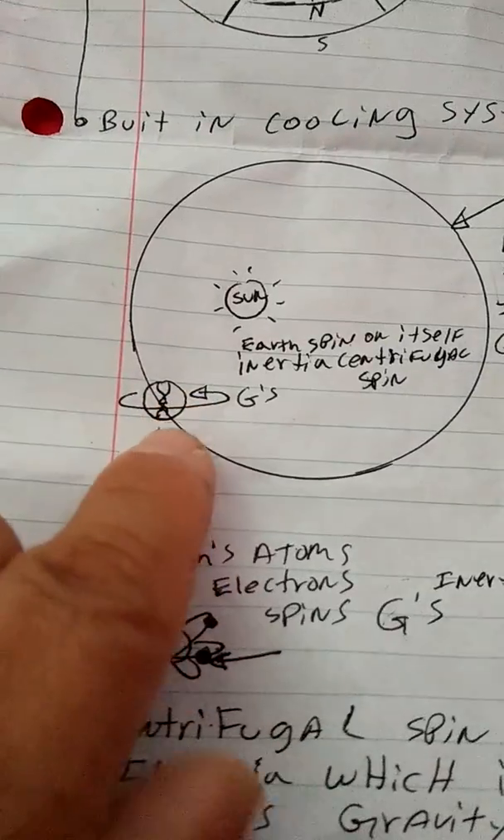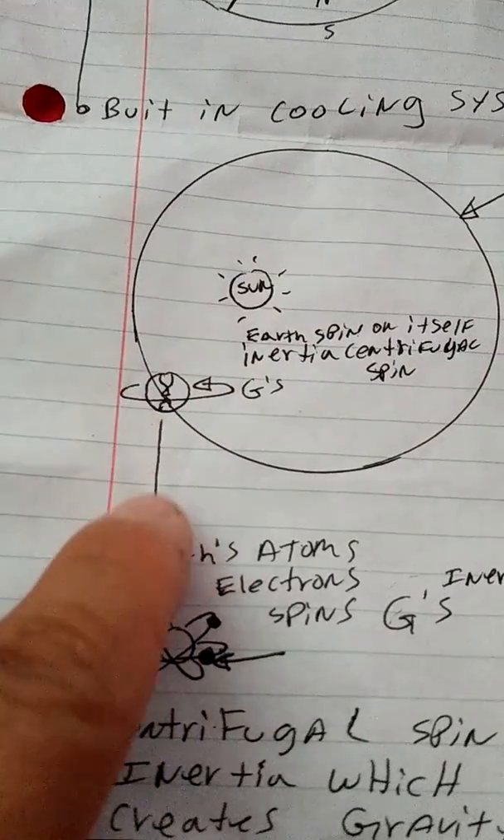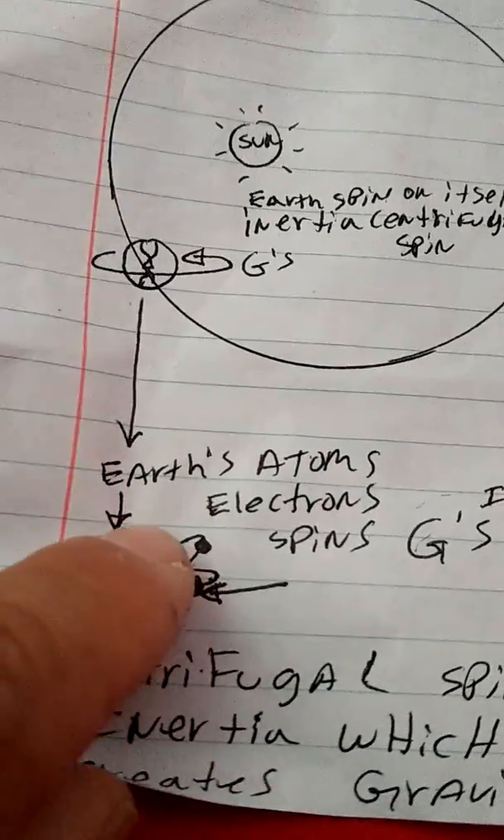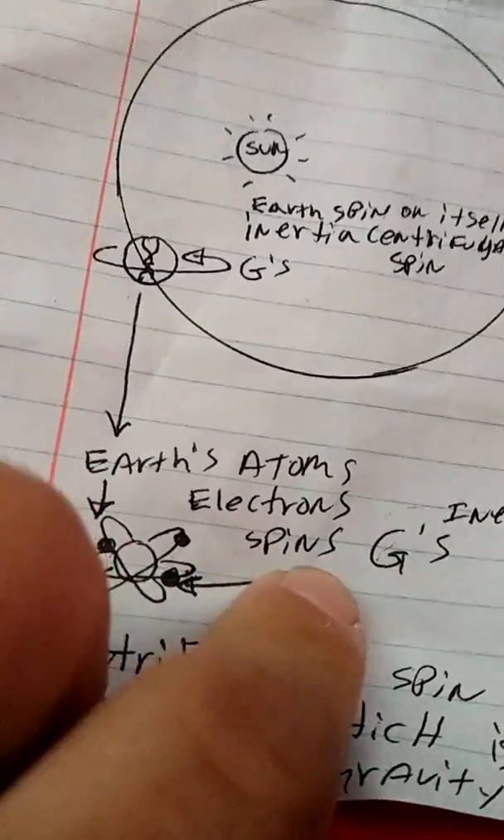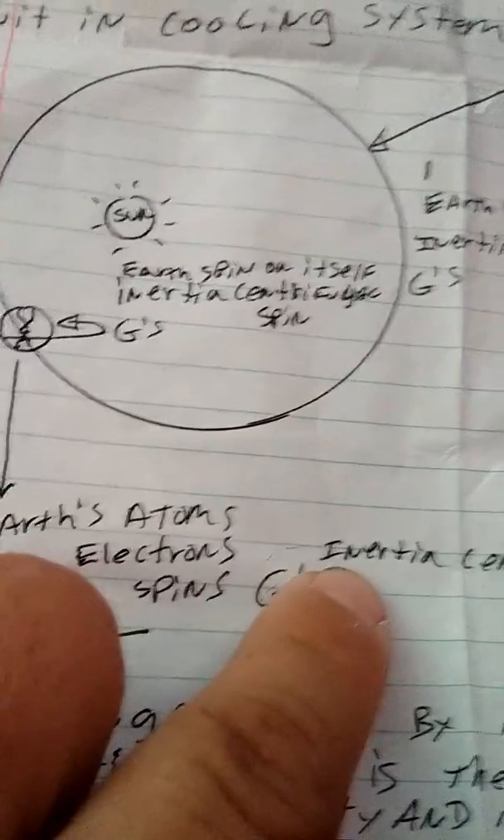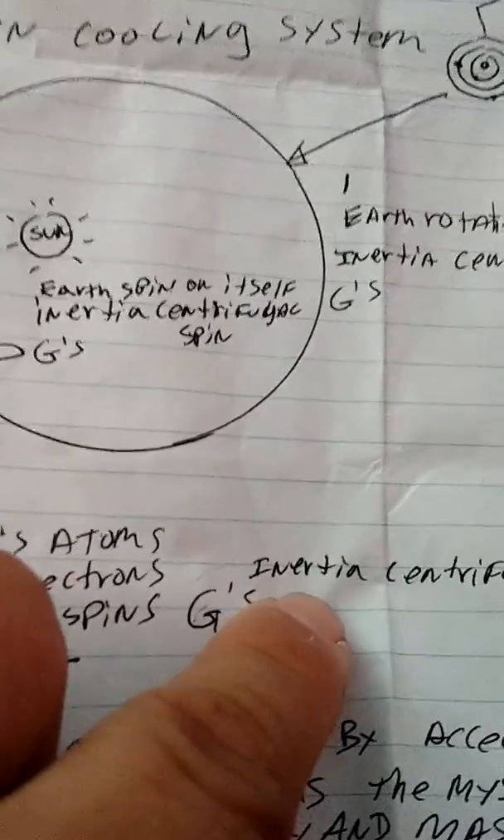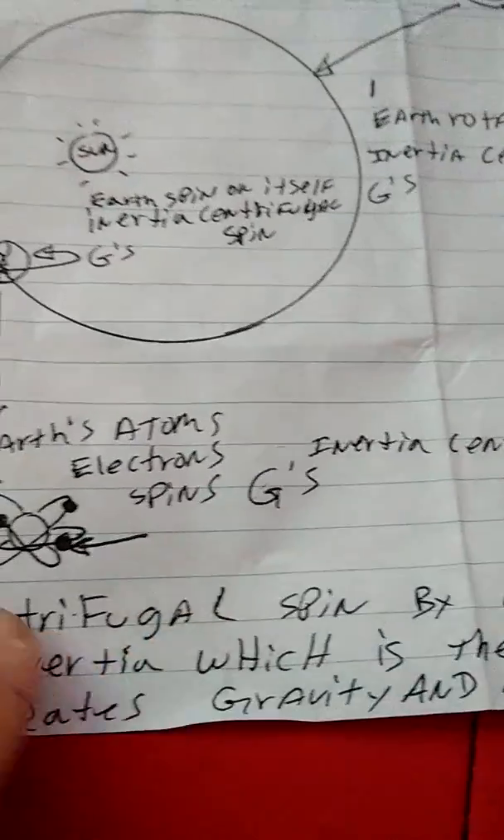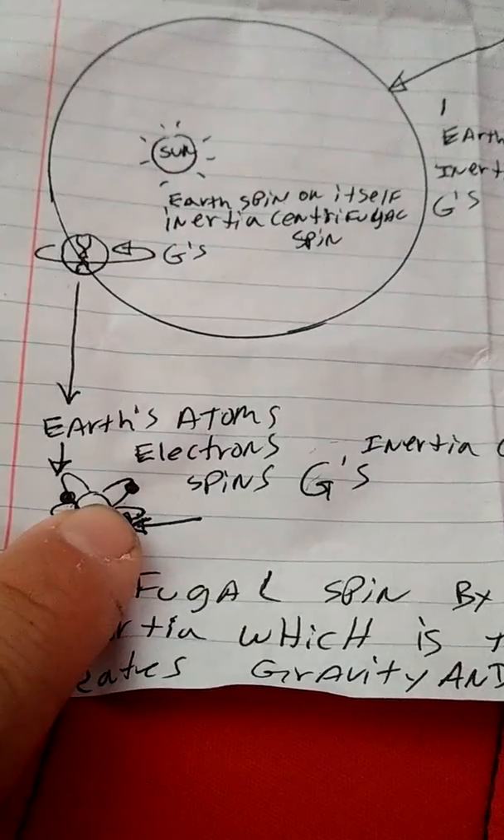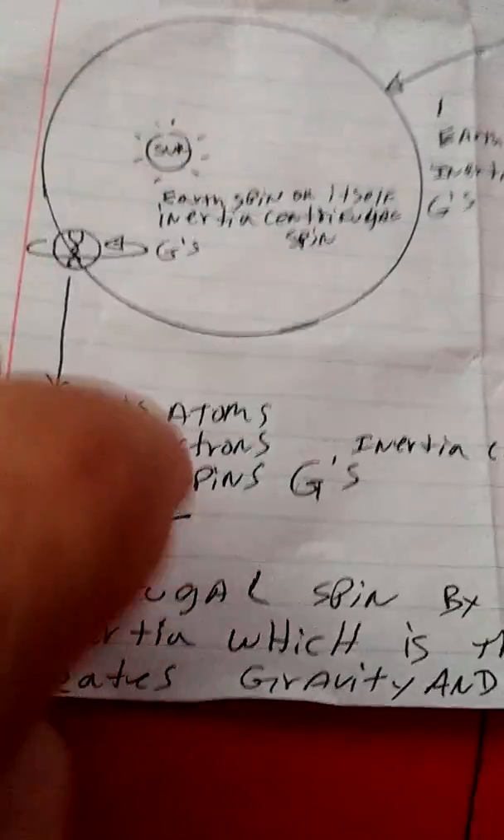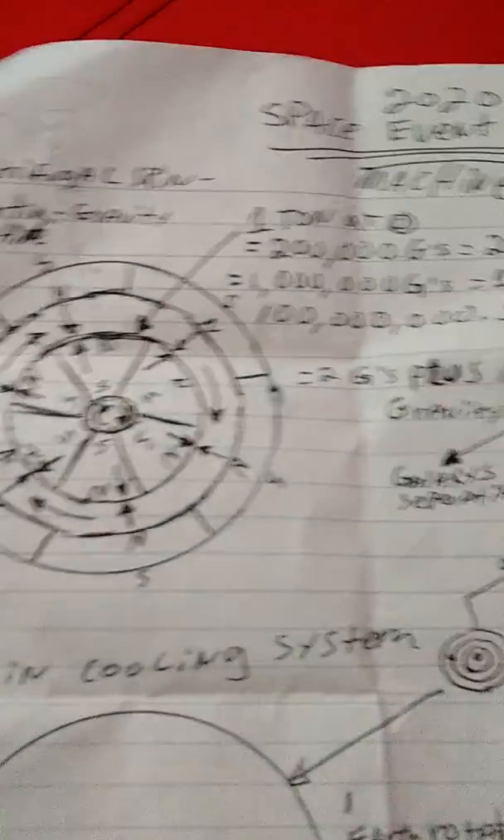Now we go to a smaller scale. The Earth is made of atoms, and in the atoms we have electrons also spinning around the atom, creating a centrifugal force or inertia spin. So we're going from large to smaller scale. Okay, so that's just my understanding of the universe.